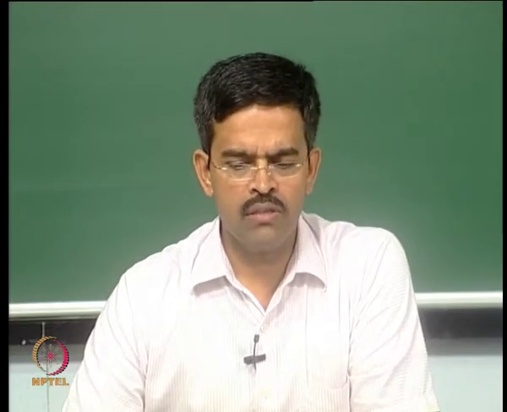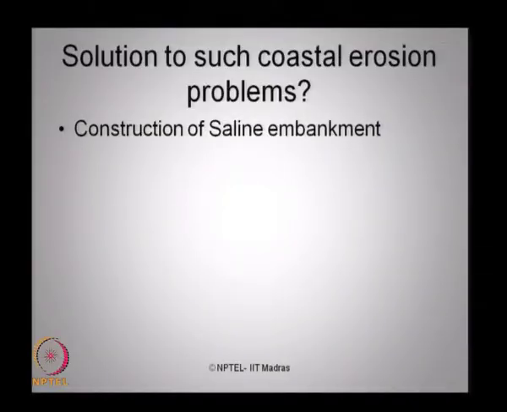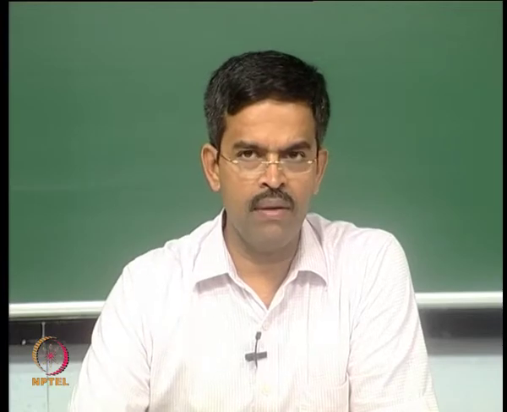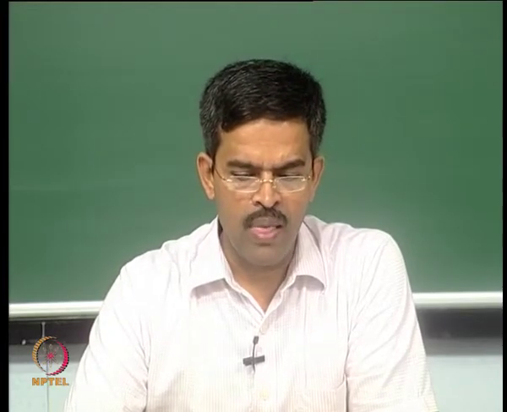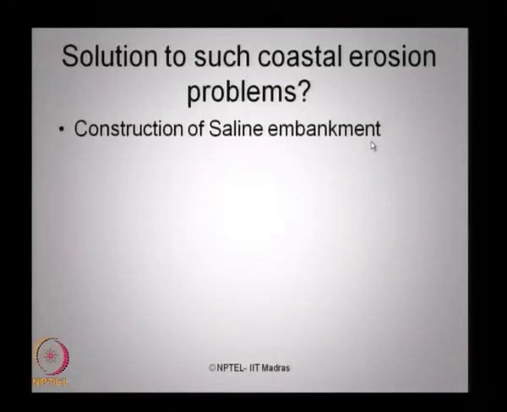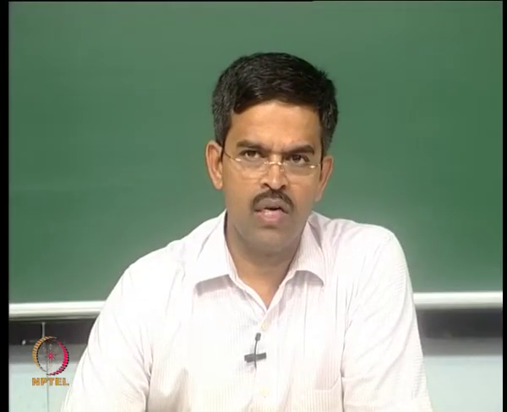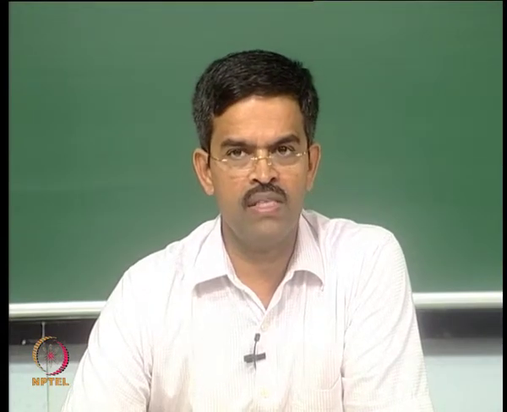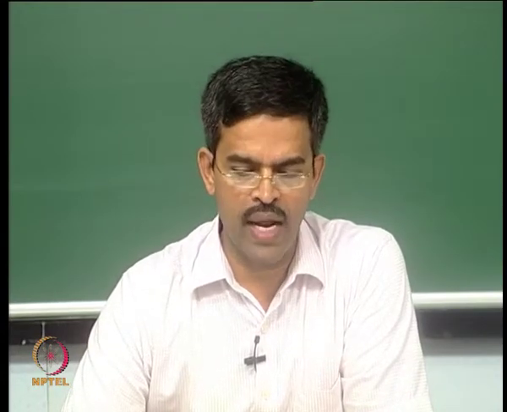What are the solutions for such coastal erosion problems? The primary solution for the coastal erosion problem can be construction of an embankment. Now, one can also plan to construct what we call a saline embankment. The necessity is that one is interested in controlling the spread of salinity from the seaside towards the offland.